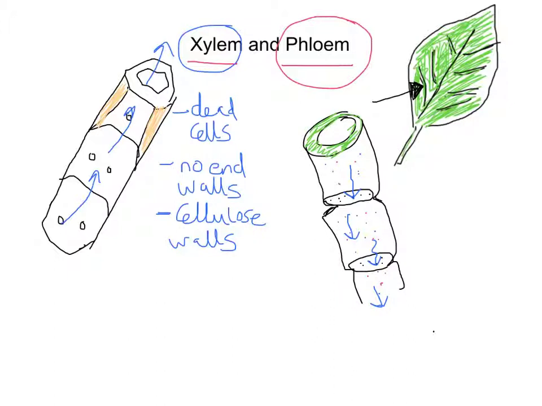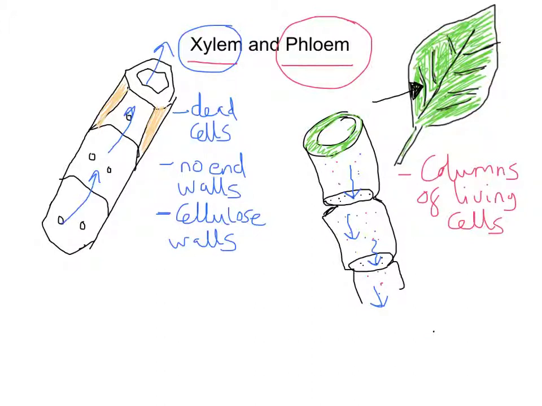It's made of columns of living cells. So that's really important to note. It's made of columns of living cells. So completely contrasting to xylem. And they allow the transport of foods, mainly sugars, both up and down the stem to growing and storage tissues.